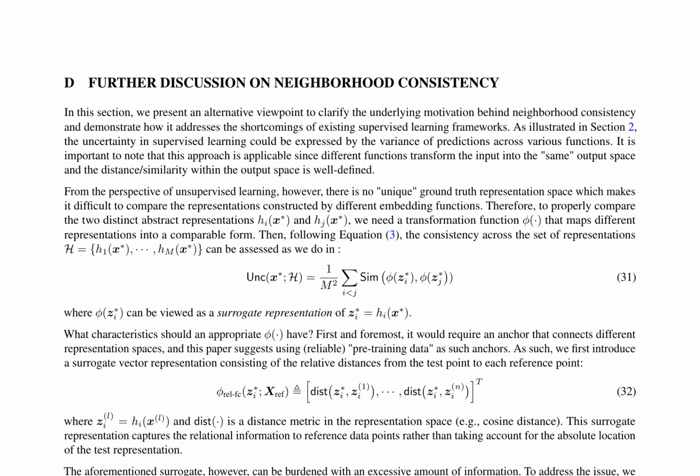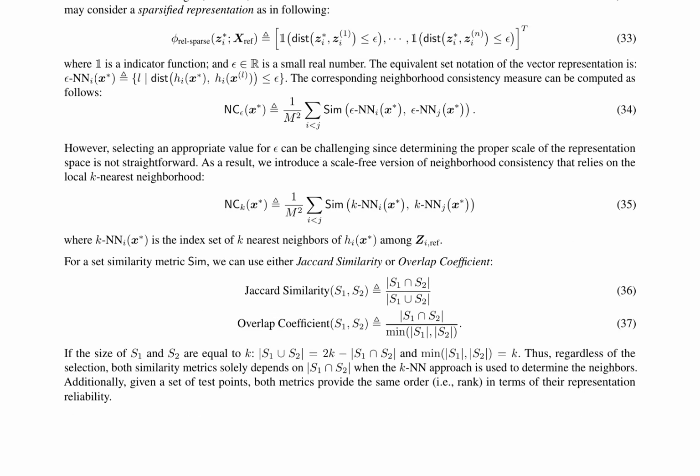The authors discuss the characteristics of an appropriate phi, requiring an anchor to connect different representation spaces. They propose using reliable pre-training data as anchors and introduce a surrogate vector representation, phi_rel_c, capturing relational information to reference data points rather than absolute location. This surrogate representation can be sparsified using phi_rel_sparse to address information overload.